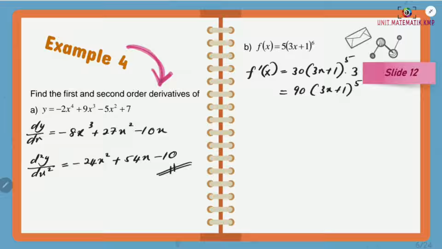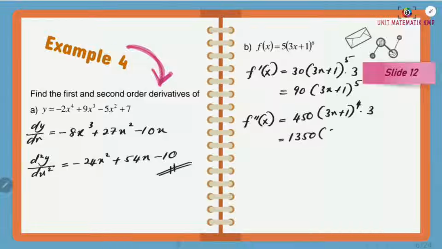And for the second derivative, we write f double prime x. We have 90 times 5, which is 450, times (3x plus 1) power 4 times 3. So, 450 times 3 is 1350 times (3x plus 1) power 4.